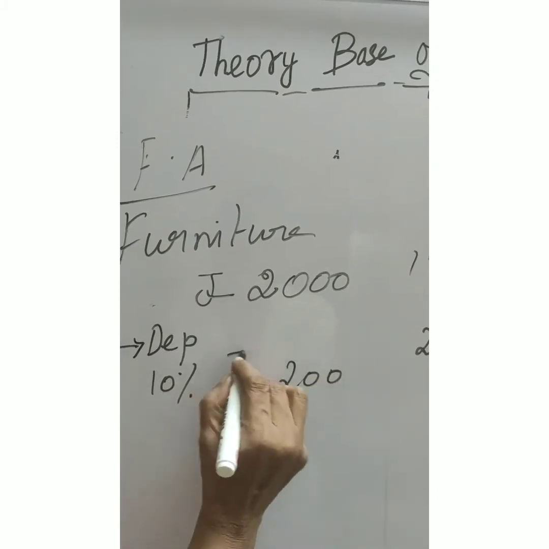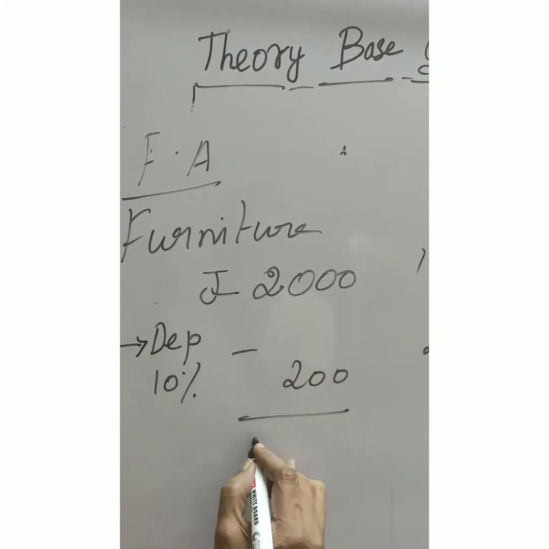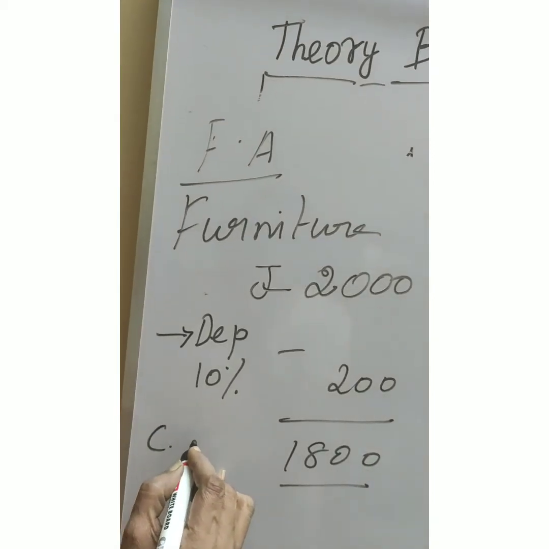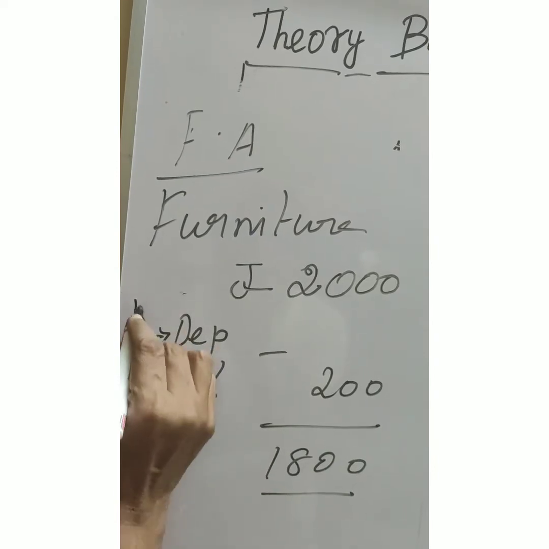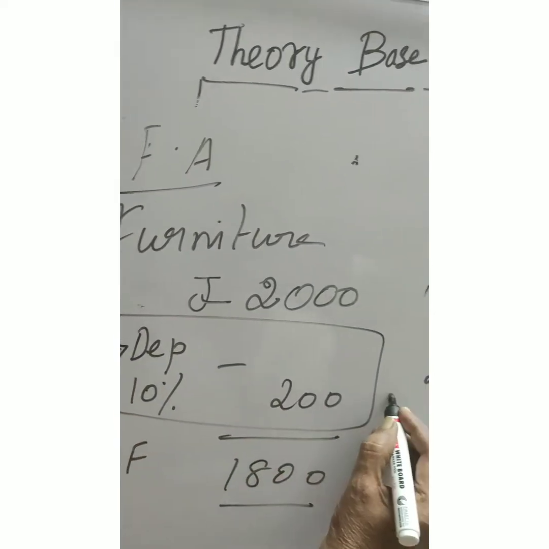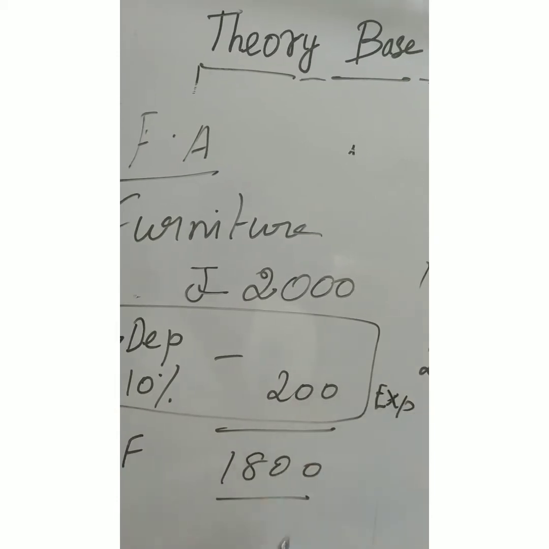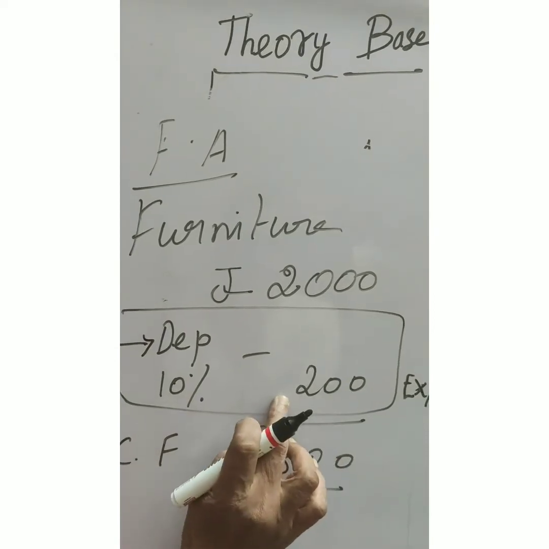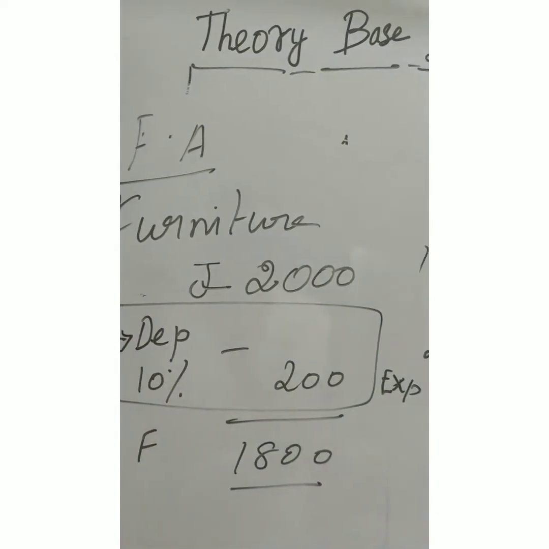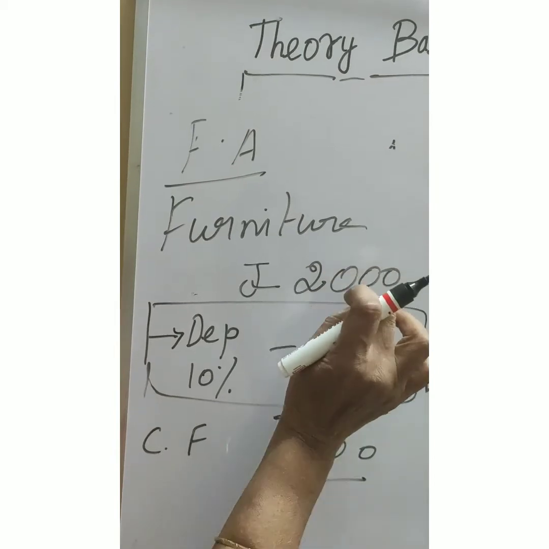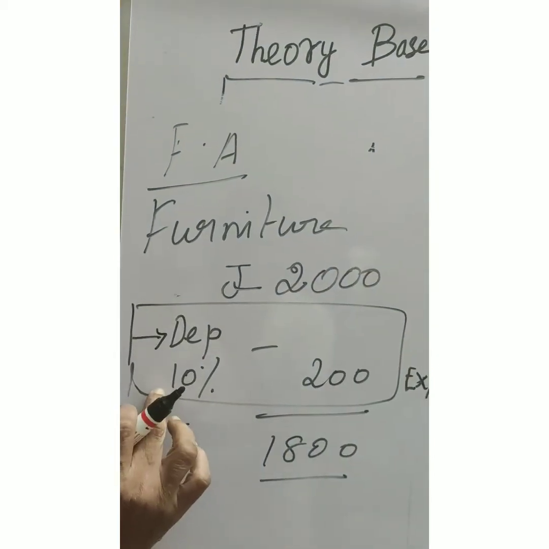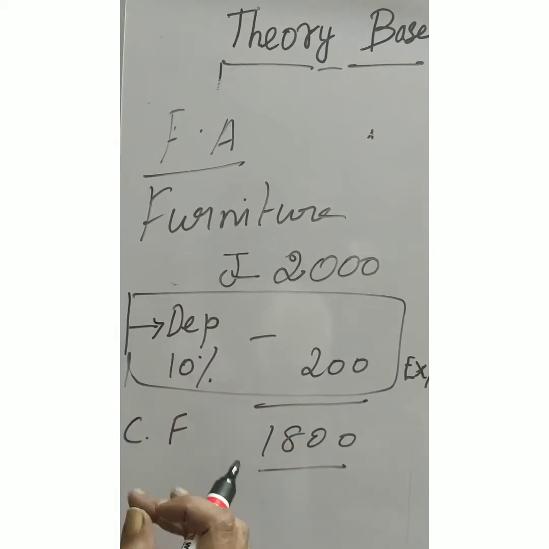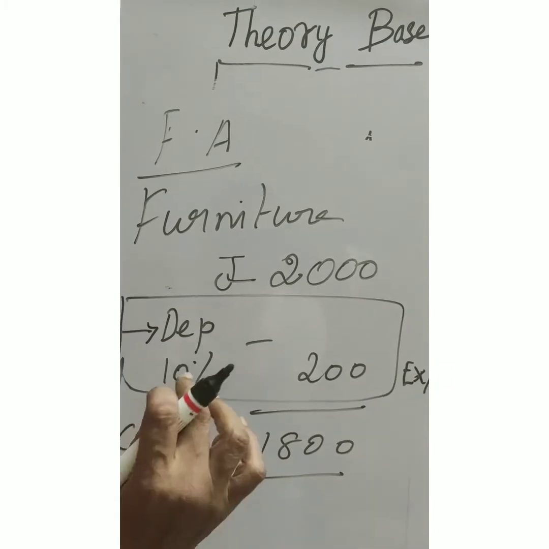10% on the original cost means that amount they will deduct at the end of the year and show this amount as the cost of furniture. This depreciation of 200 is shown as an expense, that means the utilization of the furniture during the year. So this 200 only will be shown as an expense in the profit and loss account, and on the basis of 2000, the depreciation, that is the usage of the furniture, is shown, and the balance only is taken to the next accounting period. So this is called historical cost.